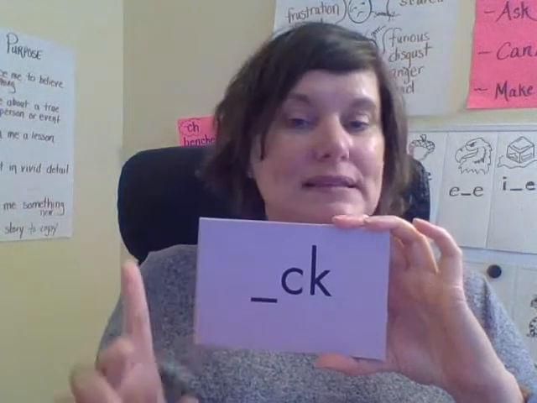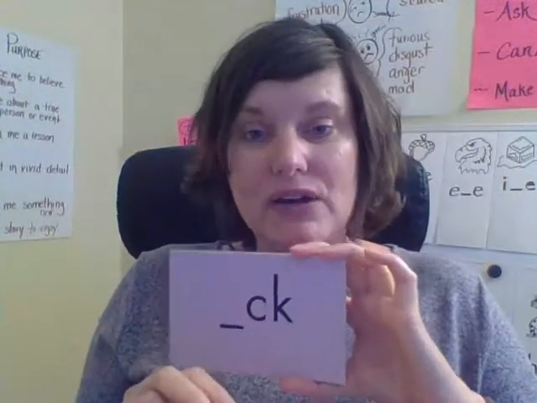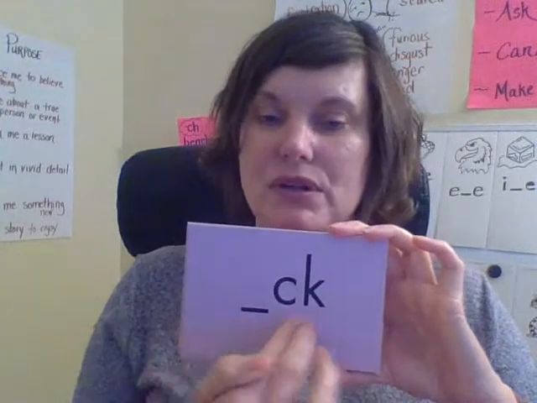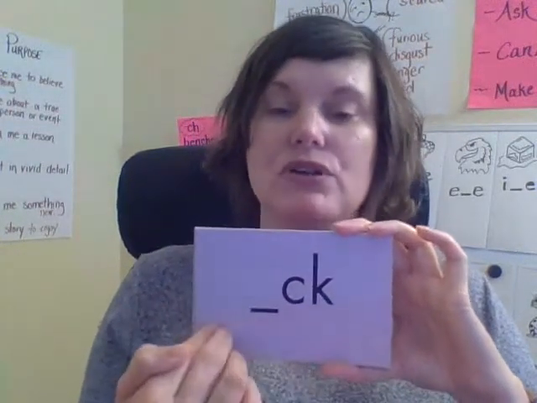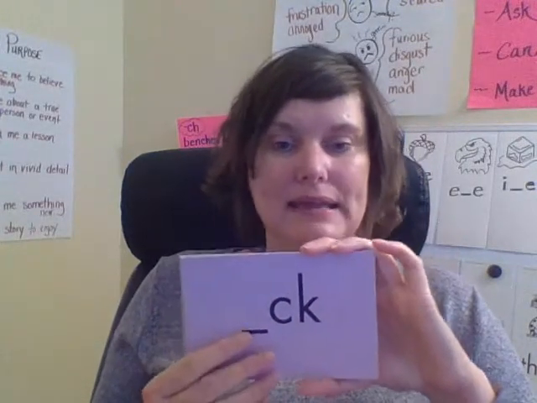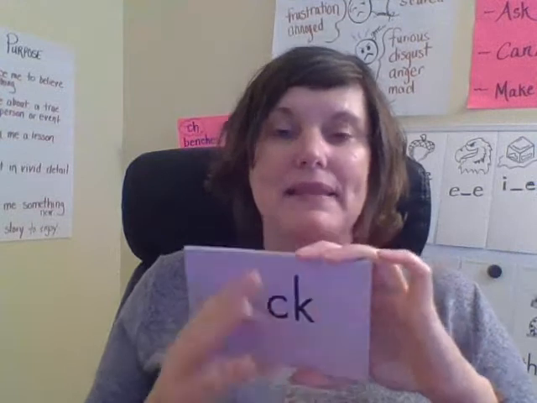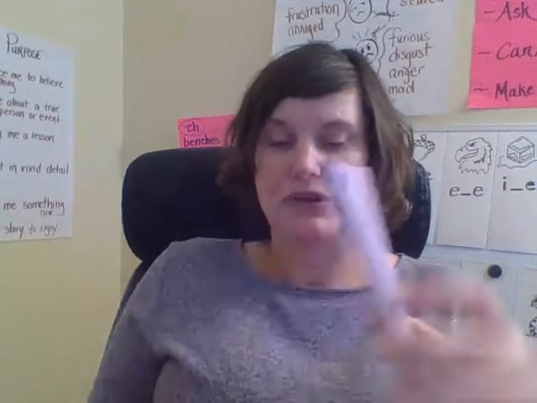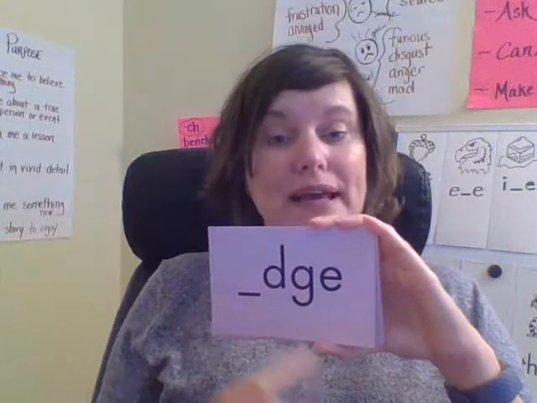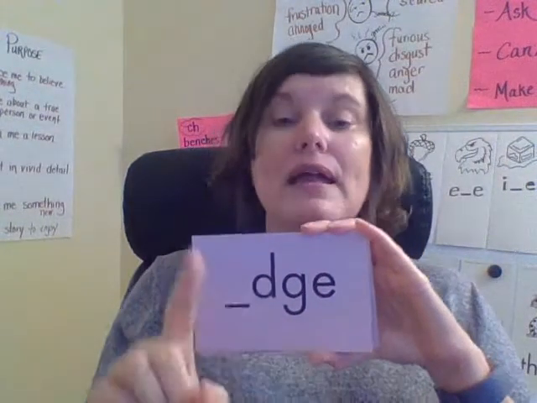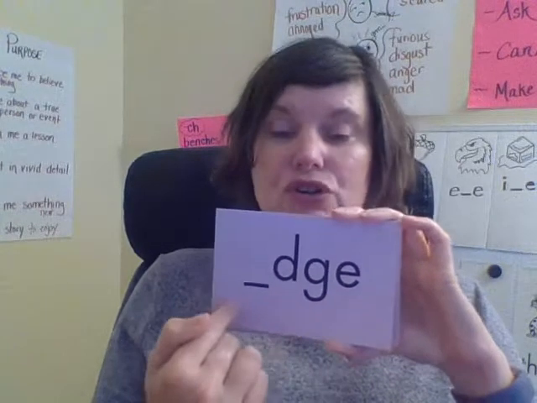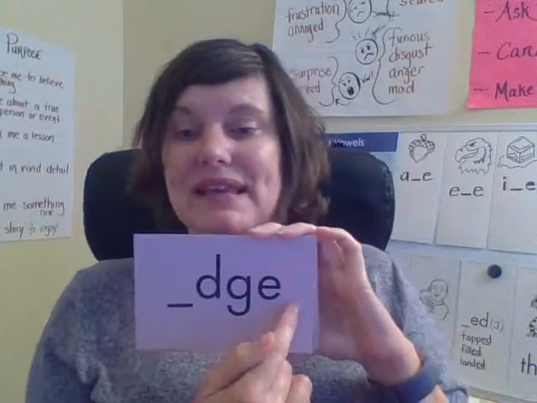My turn, ck. This is a digraph. Remember, a digraph is when you have two or more letters that make one sound. ck. Together, k. Your turn. Good. Remember, this is like kick the can. And this spelling is at the end of a word. Another digraph, because we have two or more letters, we have three letters here, that makes one sound. dge. Together, j. Your turn. Good. And that one is like the jump rope.